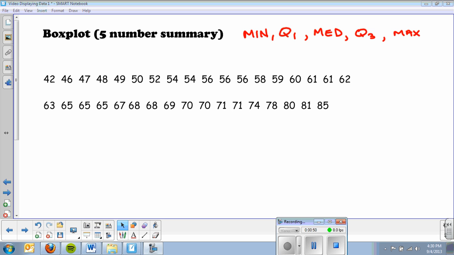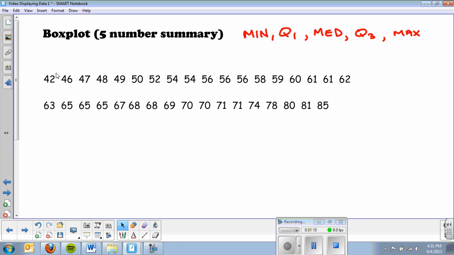Now there's two ways that you could do this. You could do this the long way, which some people do, in which they cross off one number, one number, one number, until they're left with either one number, in which it is the median, or two numbers in which they'll take the average. That can be a little bit lengthy. So there are quicker ways.